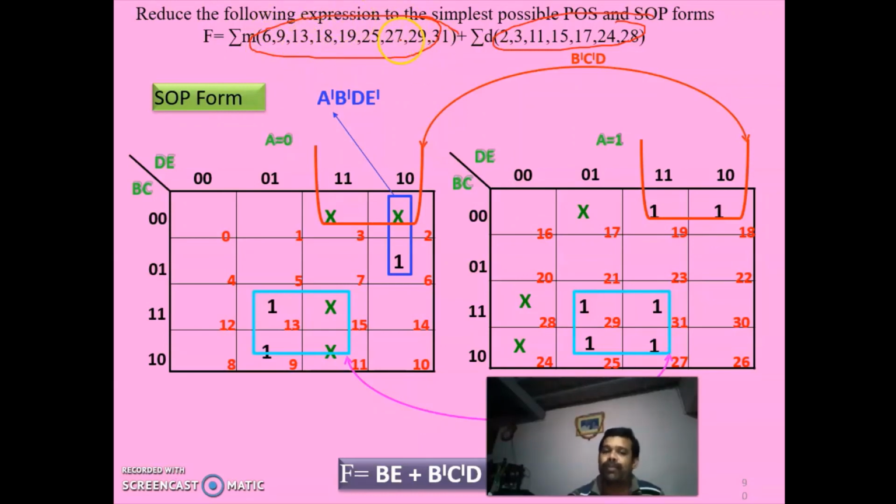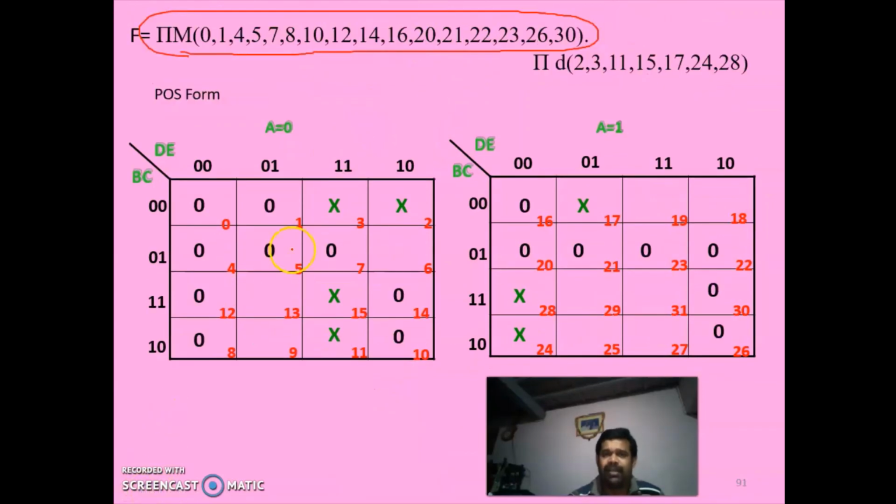in this SOP. So 0 is missing, 1 is missing, 2 is a don't care, no problem, so leave it. 4 is missing, 5 is missing, 6 is here, 7 is missing, 8 is missing, 9 is here. So 10 is missing. You have to write those missing numbers here. First, you have to plot the don't cares. You have to put X for the don't cares. Then you have to plot zeros for the POS, for the max terms.